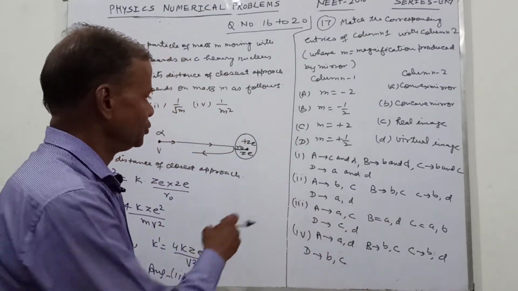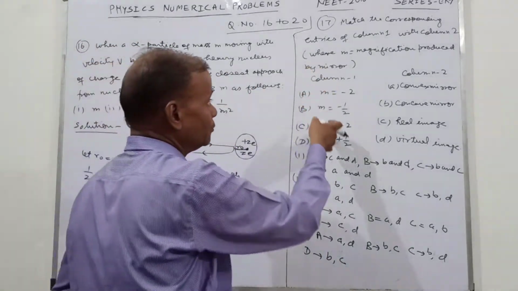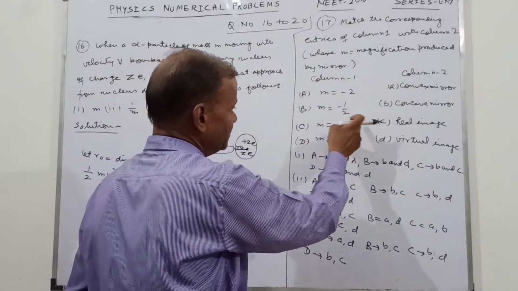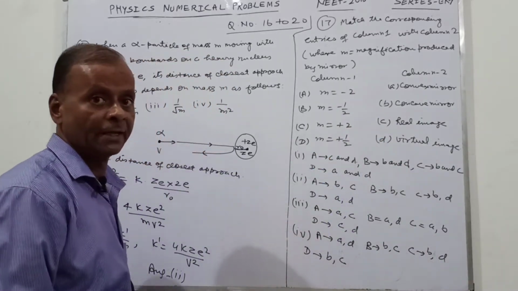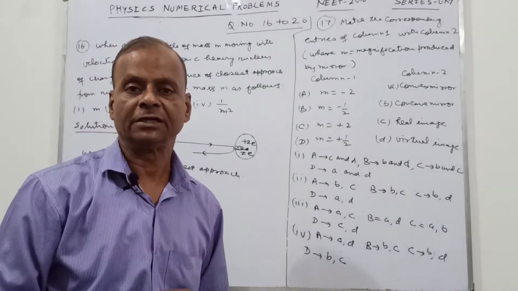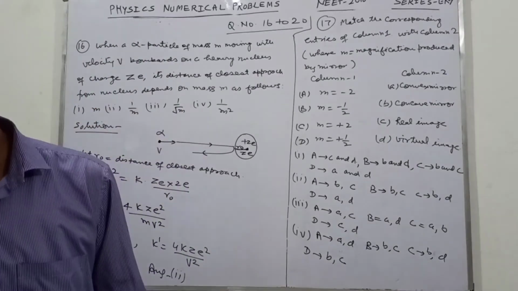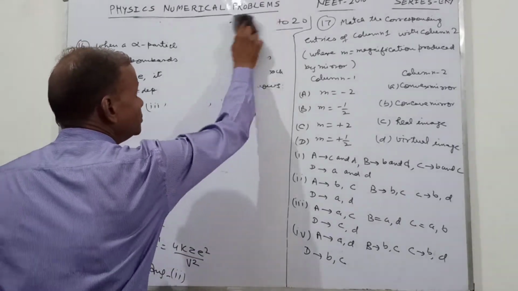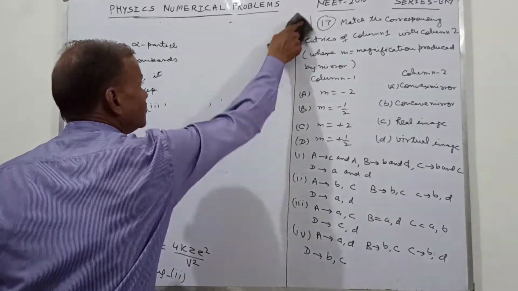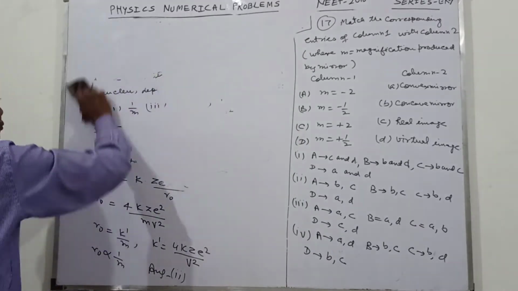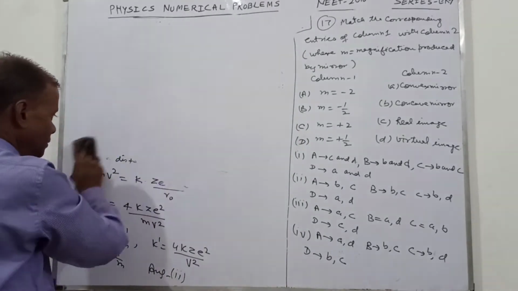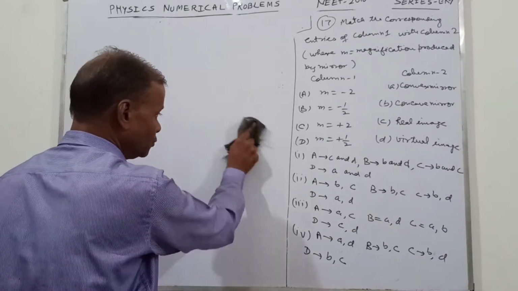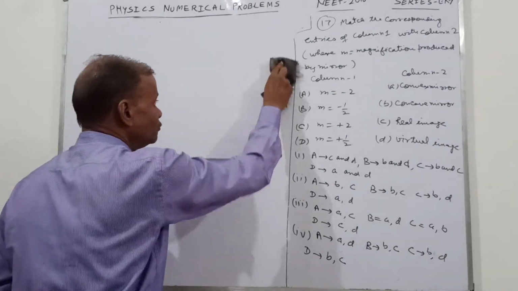This is now given. Choices are like this. This is the column 1, this is the column 2. You have to match these, that this matches to which one, this matches to which one. Then you have to find which will be the correct answer to this question. So it is clear that we are given the value of m greater than 1 and less than 1.